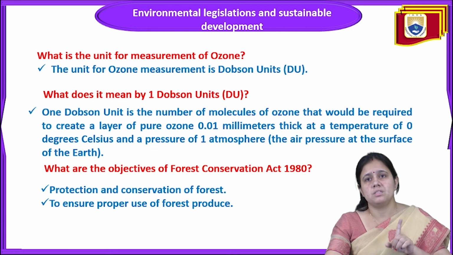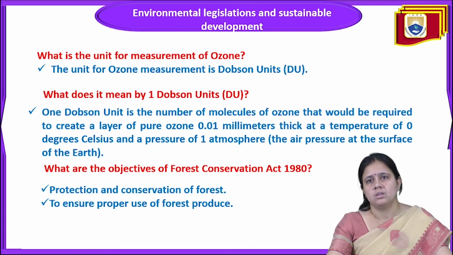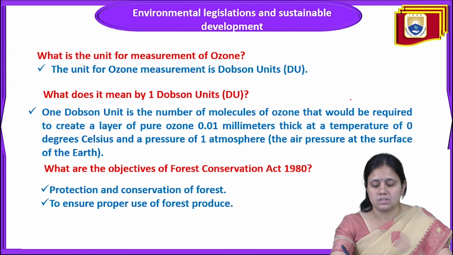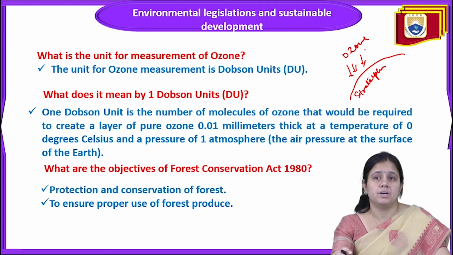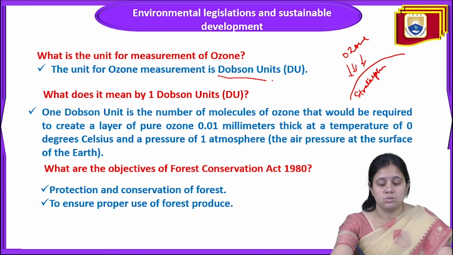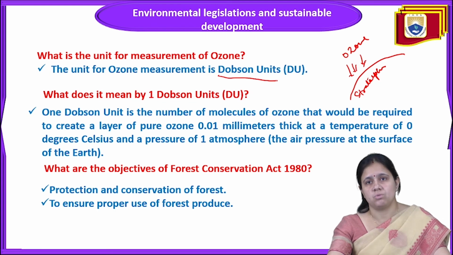Next is what is the measurement unit of ozone. As we know, the ozone layer is there in the stratosphere, where a layer of ozone is there. We measure this ozone layer in the Dobson unit, that is called DU. So the ozone measurement is the Dobson unit, DU. This is the unit for measurement of ozone.